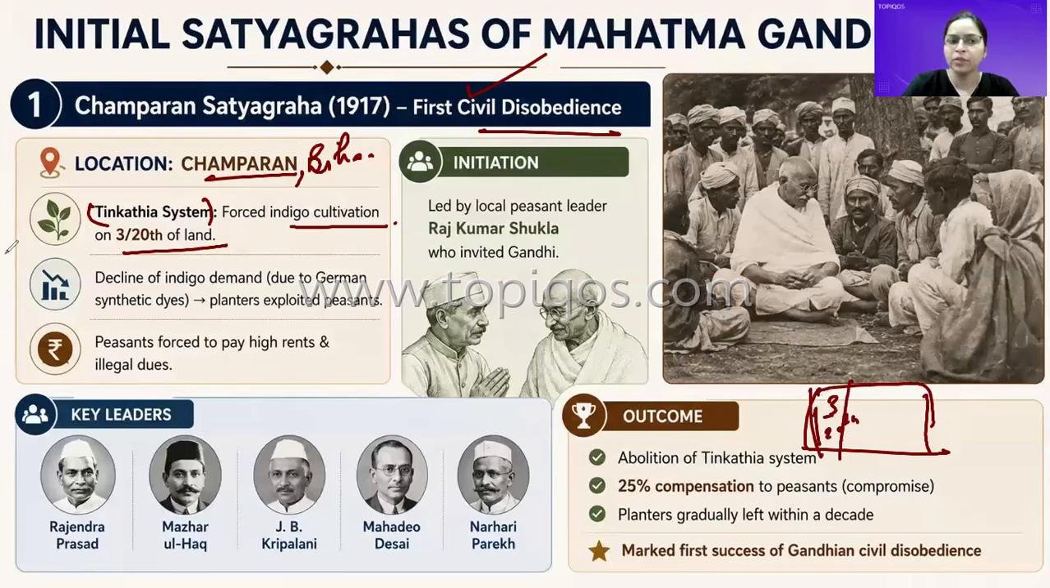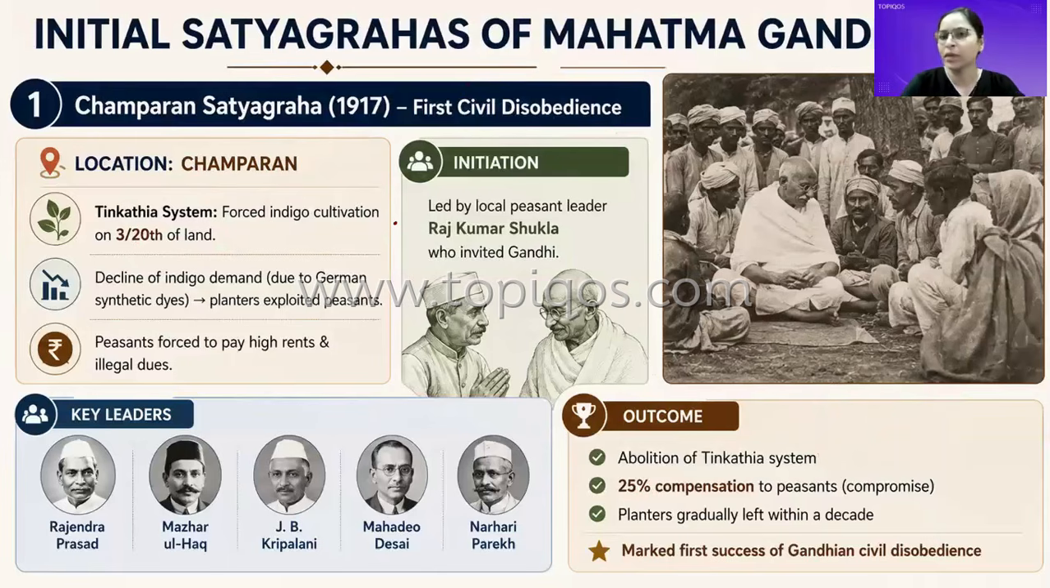Initially, indigo was in great demand in Britain. We have seen the reason why: that blue color was used to color denim pants. Hence there was a great demand for indigo. So what these European planters used to do was force the Indian farmers to grow indigo, buy that indigo at very cheap prices from the Indian farmers, and sell it in Europe at a much higher price and earn profits.